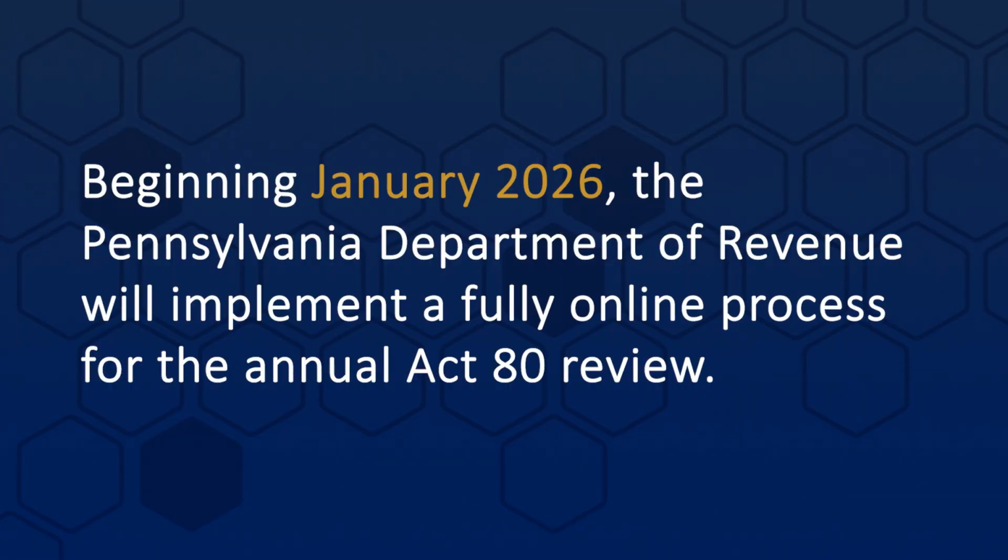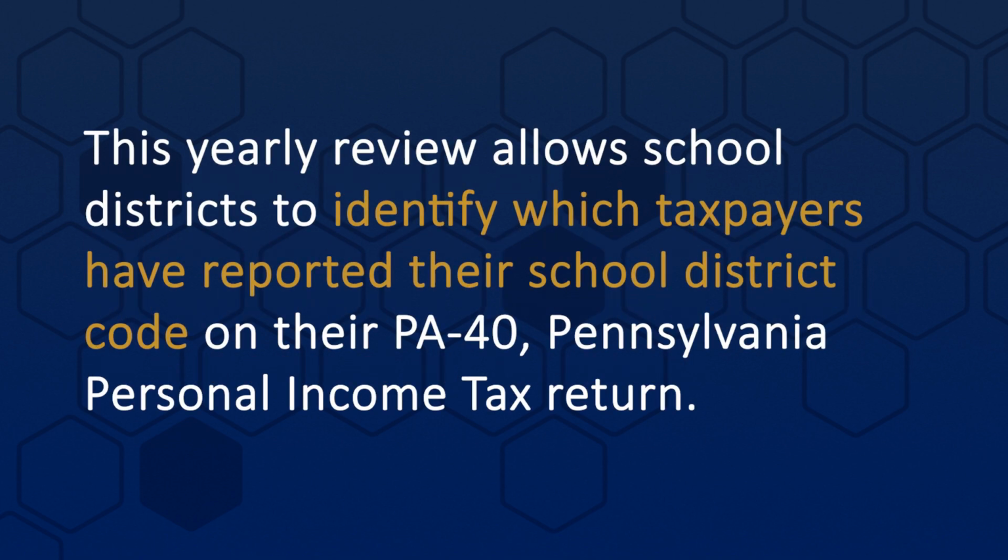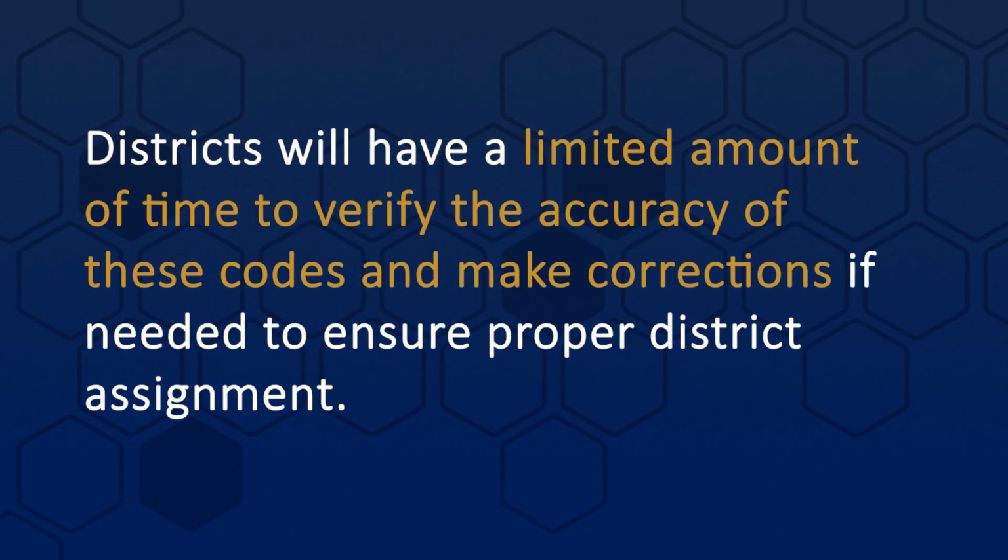Beginning January 2026, the Pennsylvania Department of Revenue will implement a fully online process for the annual Act 80 review. This yearly review allows school districts to identify which taxpayers have reported their school district code on their PA-40 Pennsylvania personal income tax return. Districts will have a limited amount of time to verify the accuracy of these codes and make corrections if needed to ensure proper district assignment.